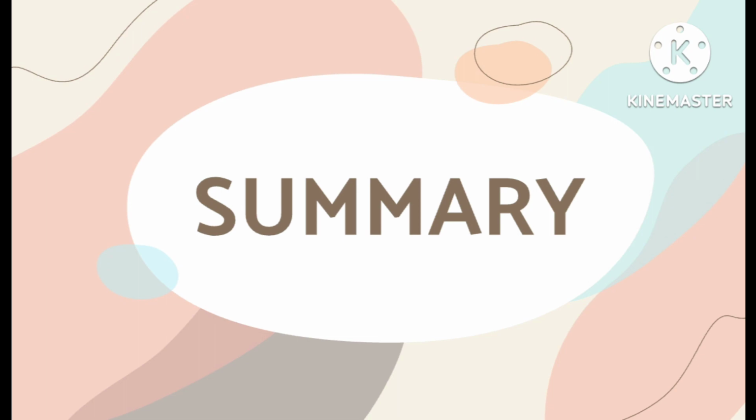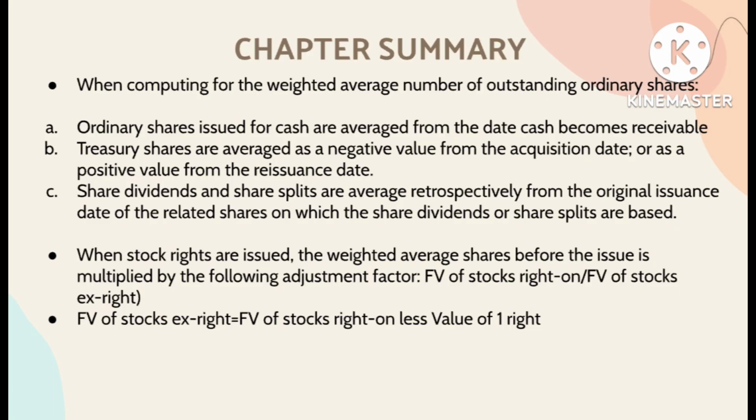This is the chapter summary of chapter 32. When computing the weighted average number of outstanding ordinary shares, shares issued for cash are averaged from the date cash becomes receivable. Treasury shares are averaged as a negative value from the acquisition date or as a positive value from the reissuance date. Share dividends and share splits are averaged retrospectively from the original issuance date of the related shares on which the share dividends or share splits are based.